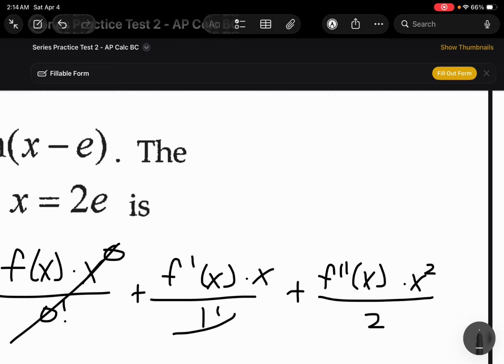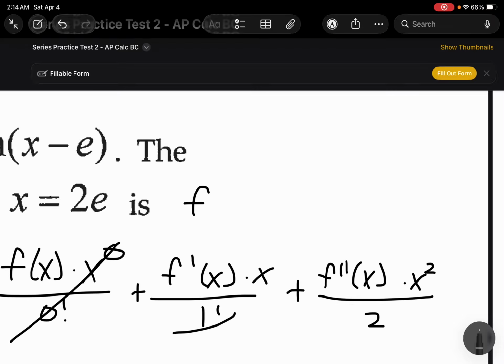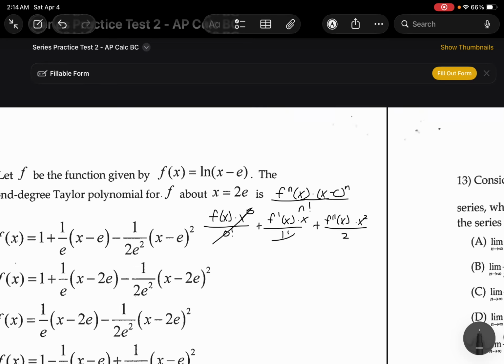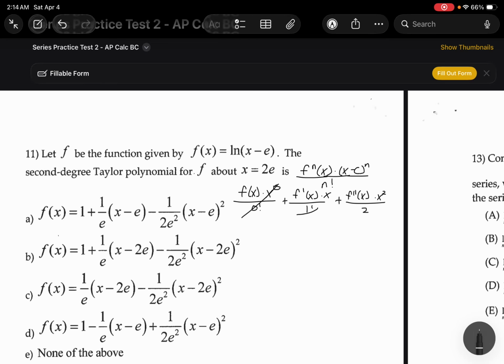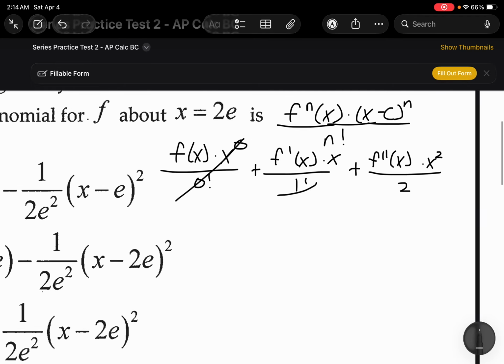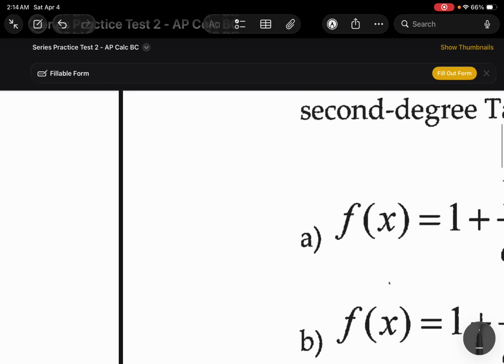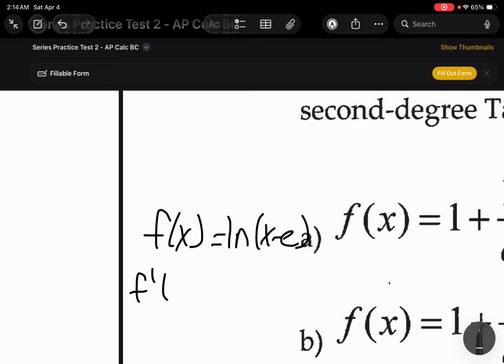The reason why I wrote this formula down is because it originates from this: f of x times x minus c to the n over n factorial. We don't have a c value. Let's just assume c is 0. So, yeah. Now we need to differentiate f of x 2 times. So f of x equals ln of x minus e. The derivative of that is 1 over x minus e.